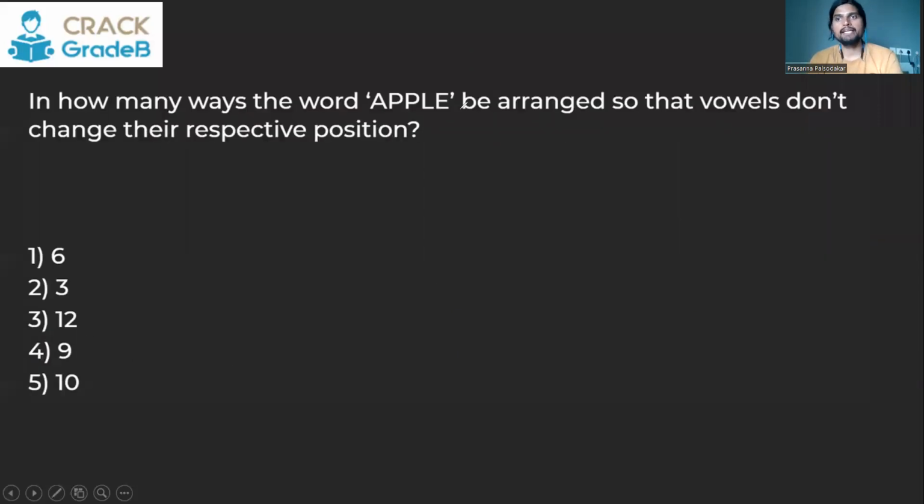In how many ways can the word apple be arranged so that vowels don't change their respective positions? That means A and E have to be there. So we have to just arrange PPL. So how many different words can be formed out of PPL? You know, 3 factorial upon 2 factorial, because there are 2 P's. So you have to divide it by 2 factorial. That is 3. So the answer will be 3.